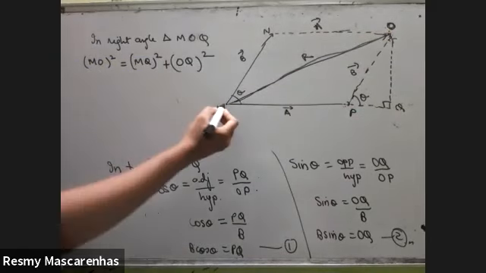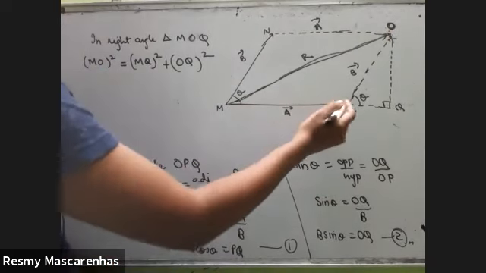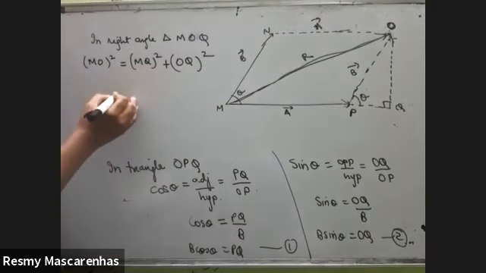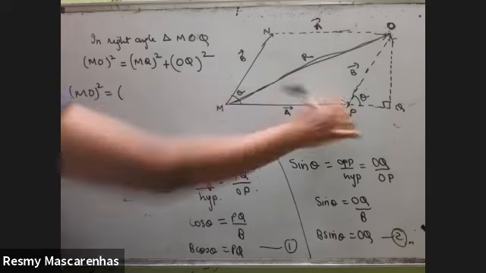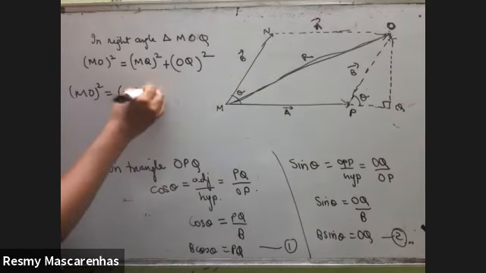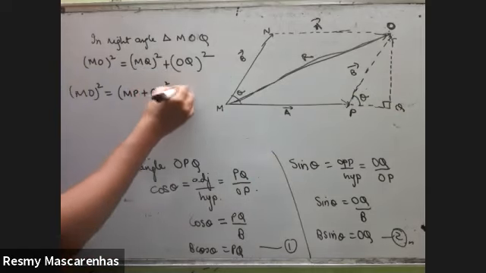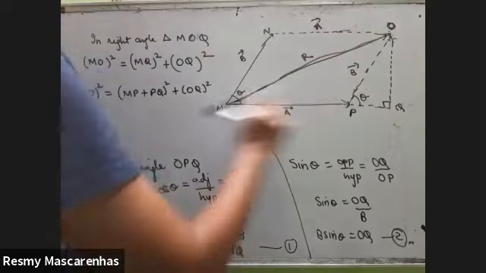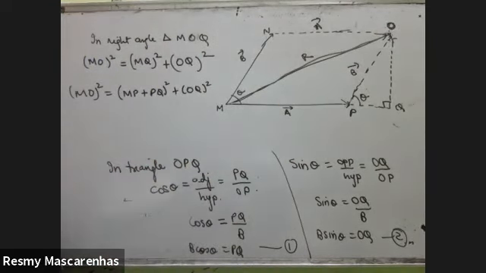Now what is this? MQ is nothing but it is in two parts. See, MP plus PQ. So MQ can be written as MP plus PQ, the whole square. This is OQ square only. This is only one line, but this MQ was part of two lines, the addition of two parts, MP and PQ.